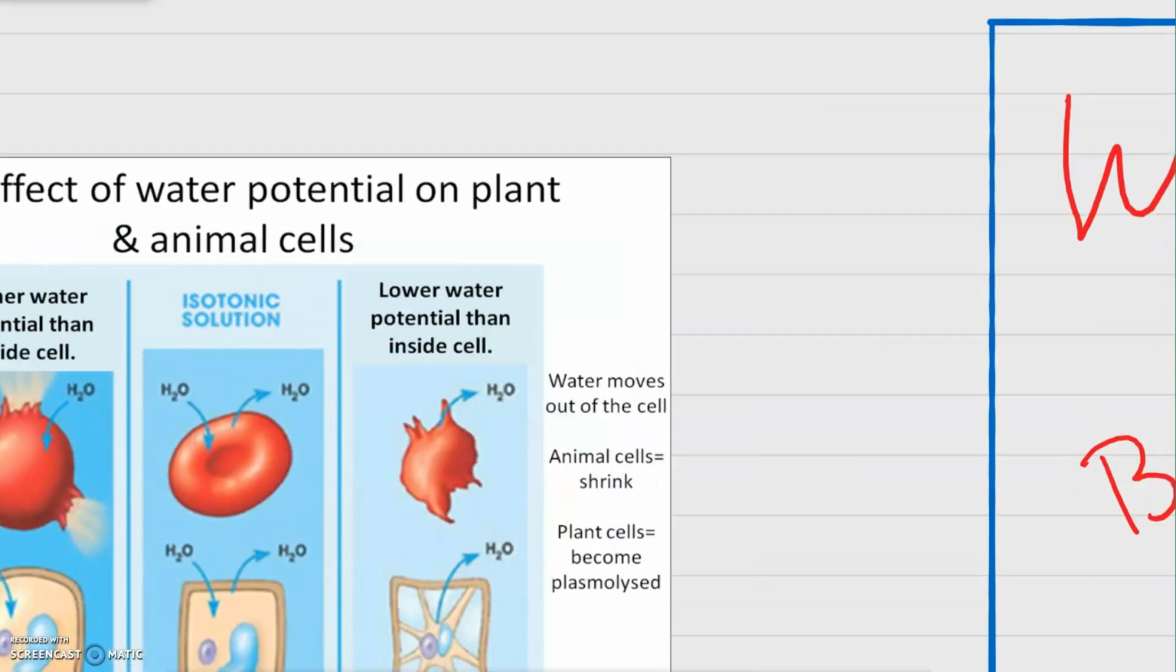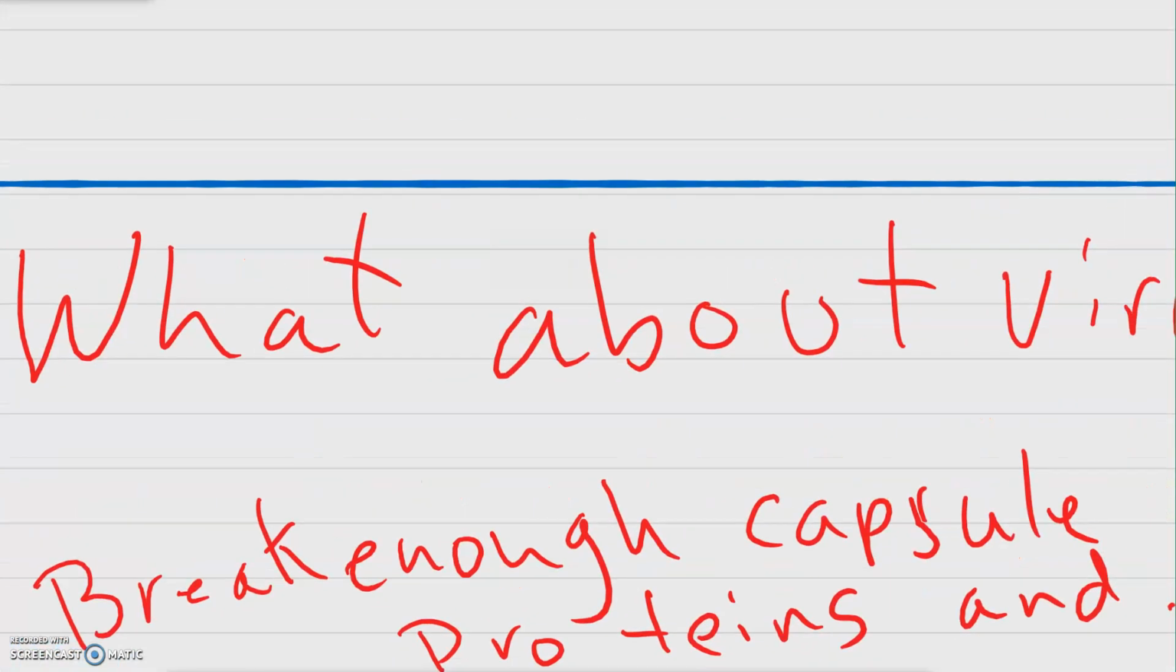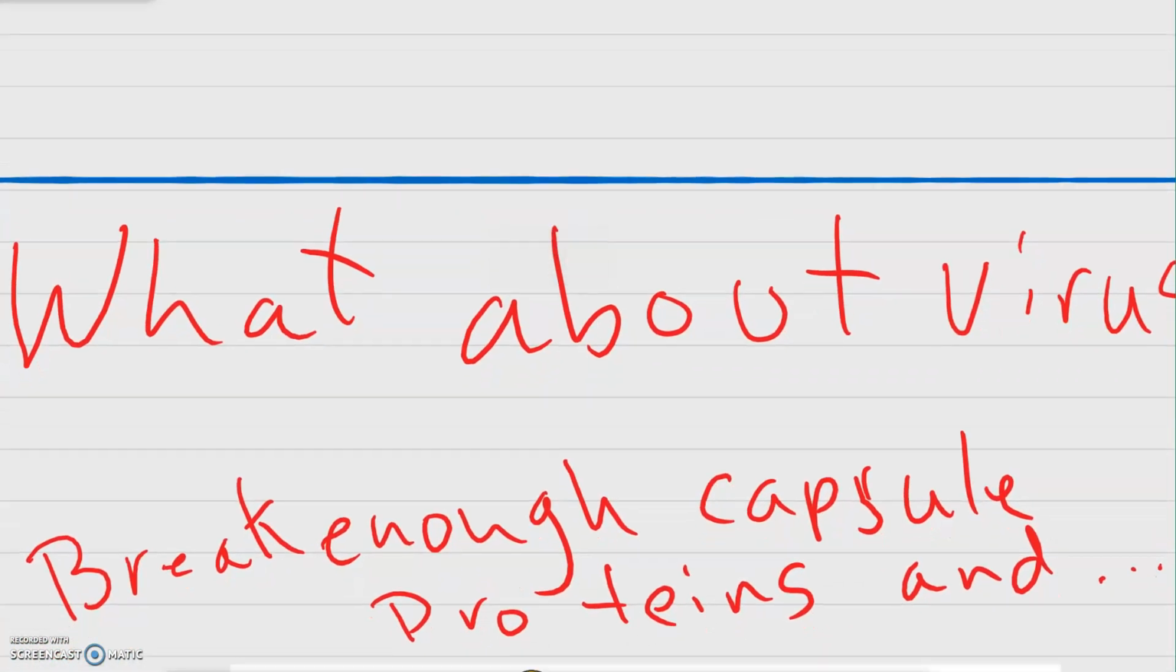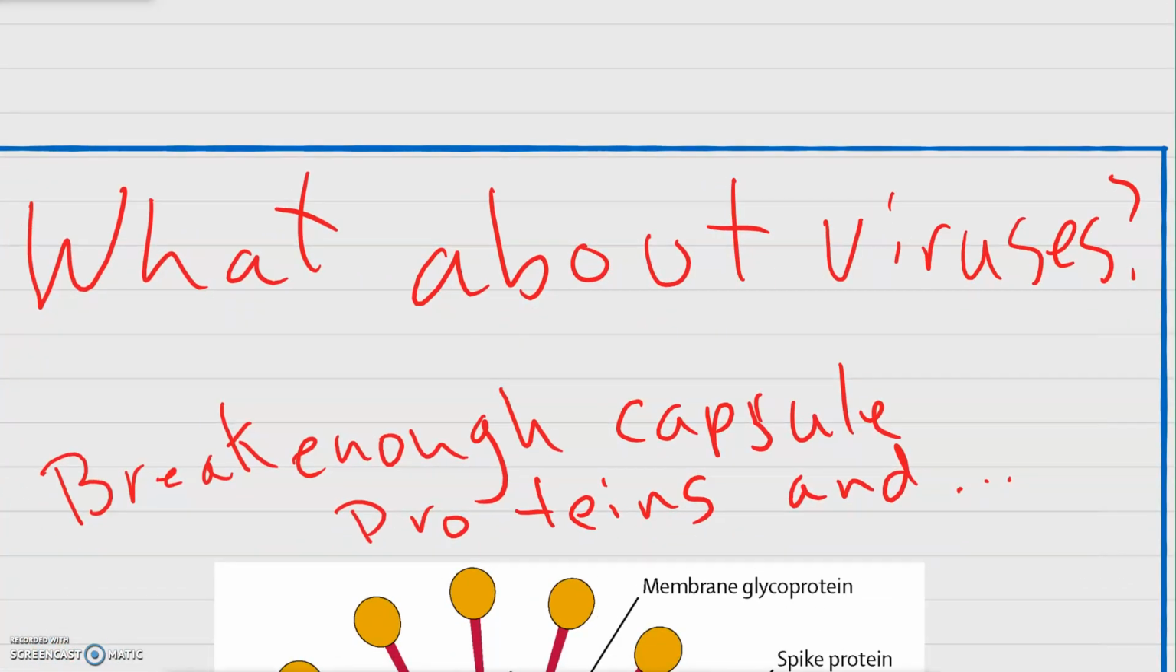But the question may have occurred to you by now, what about viruses? So viruses technically aren't living organisms. They're actually bits of genetic material that can take over a cell and make it make more of the virus. So without a living host, viruses can't reproduce.